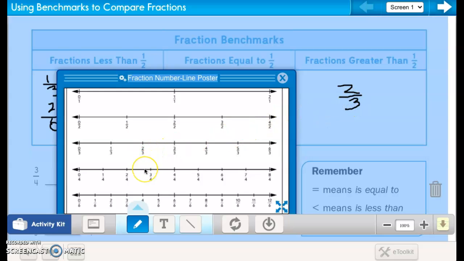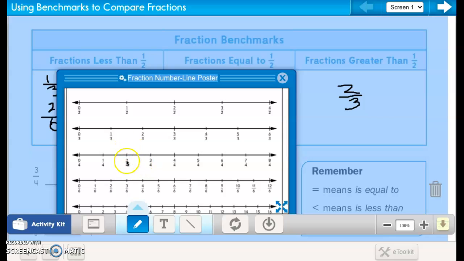And what else? Oop, this is half. This 3/4 is bigger than a half. And look at this. 4/6 and 5/6. All right, 4/6. You should be writing this too. And 5/6.